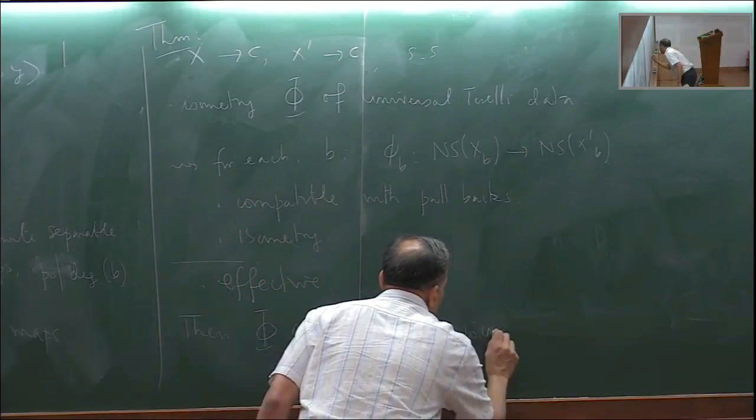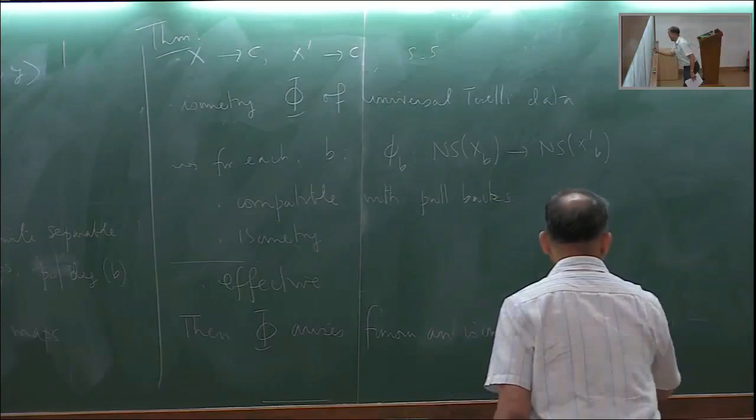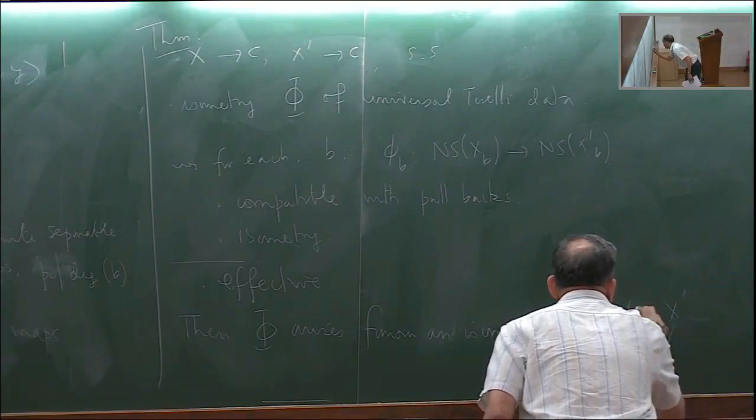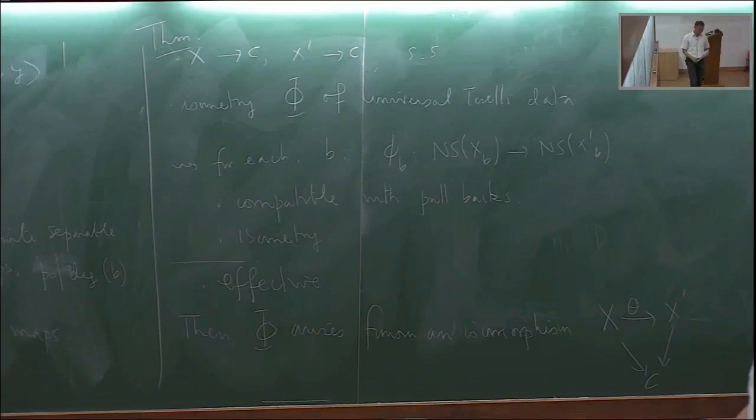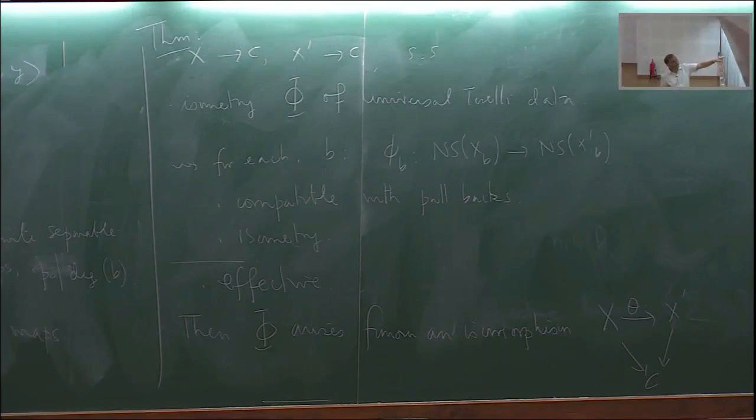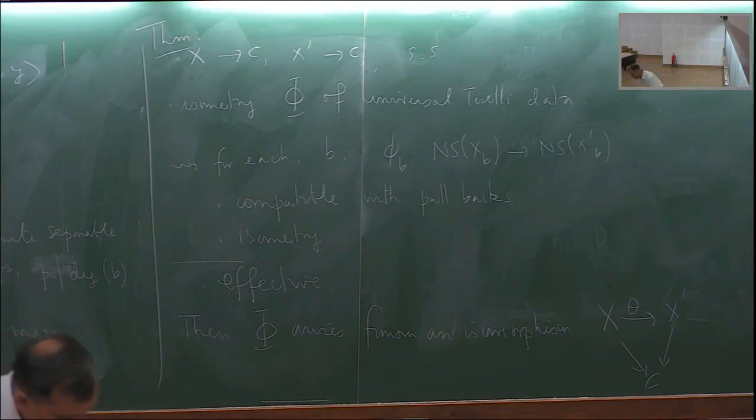Isomorphism of X to X dash to C from theta. Yeah, so that's what you're saying. See, the point is I'm having really a map of Neron-Severi groups, but when you keep expanding the Neron-Severi groups, this keeps getting larger. So it's possible that there are more isometries. But if they are compatible with all base changes, then what you're only saying is it actually comes from a map of isomorphic surfaces. And you can drop the effectivity hypothesis and say that, dropping effectivity, you will get X is isomorphic to X dash.